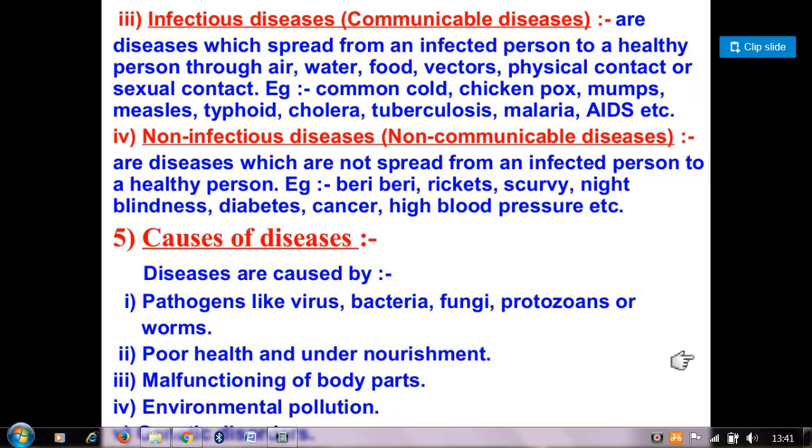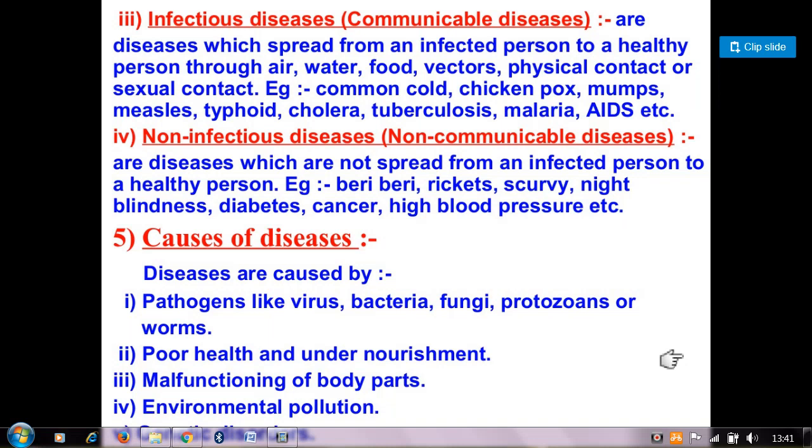Now next is about the non-infectious diseases, which are also called non-communicable diseases. As the name suggests, non-communicable diseases are those which cannot be communicated. So these are diseases which do not spread from an infected person to a healthy person. There is no chance of these diseases spreading from one person to another. Some examples are beriberi, rickets, scurvy, night blindness, diabetes, cancer, high blood pressure, etc. These are some of the types of non-infectious diseases which are generally seen in people.